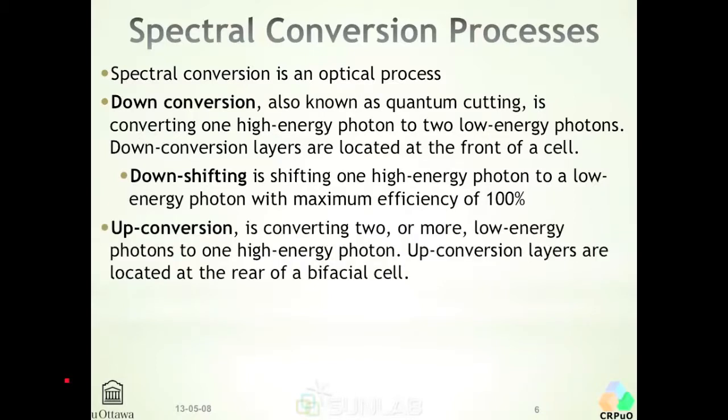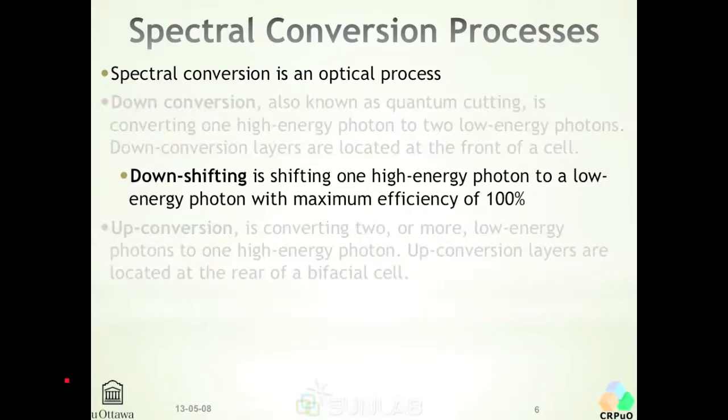Then we have the opposite process, which is called up conversion, and this is converting two or more low energy photons in the infrared to a high energy photon in the visible that can be absorbed by the solar cell. Usually it's located at the rear surface, and in this case, it has to be a bifacial solar cell. In my talk, I will focus more on downshifting, but the same principle applies to down conversion as well.